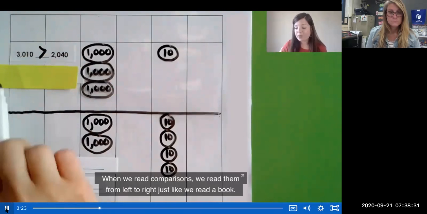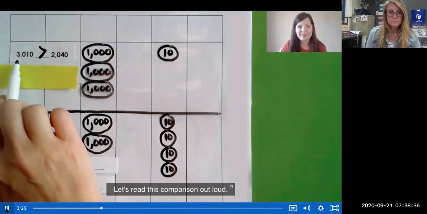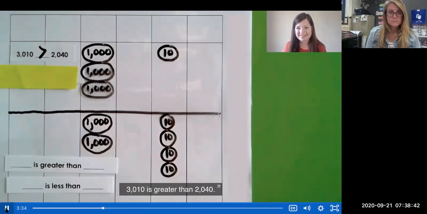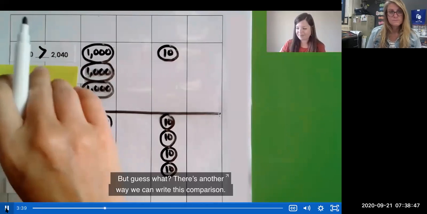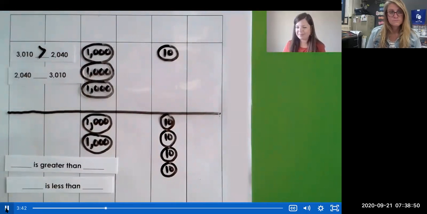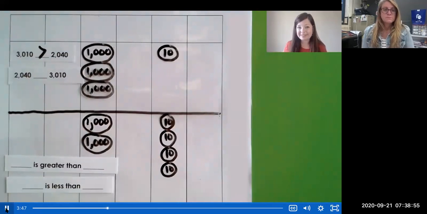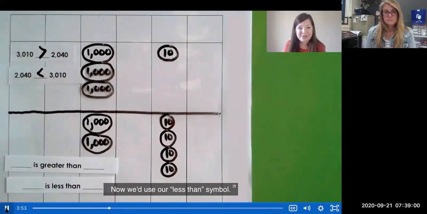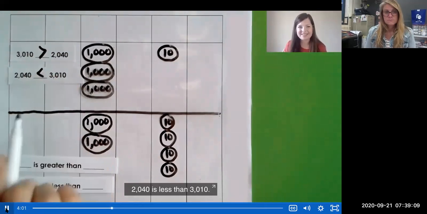When we read comparisons, we read them from left to right, just like we read a book. Let's read this comparison out loud. 3010 is greater than 2040. But guess what? There's another way we can write this comparison. What symbol would we use now? Now we use our less than symbol. Let's read this comparison out loud. 2040 is less than 3010.